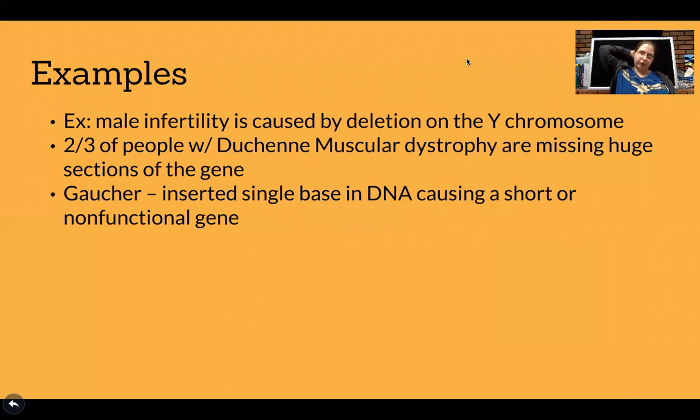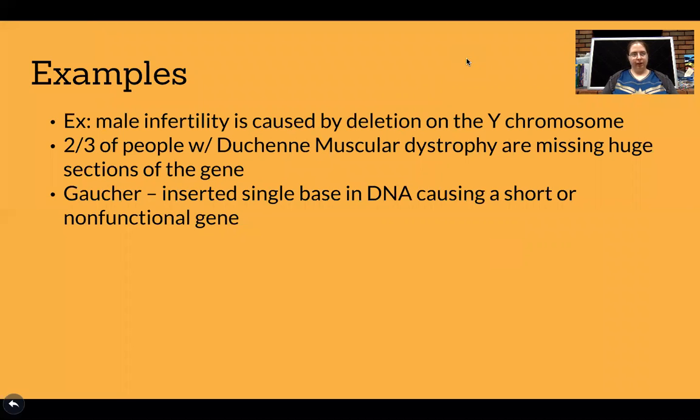So some examples of it is male infertility can be caused by deletion on the Y chromosome. There's actually a section of one of the genes on the Y chromosome that if it's missing, you still have a developed male, but their sperm essentially cannot fertilize any eggs.